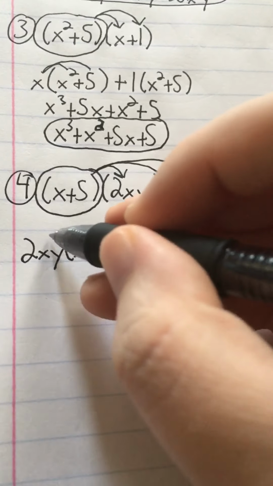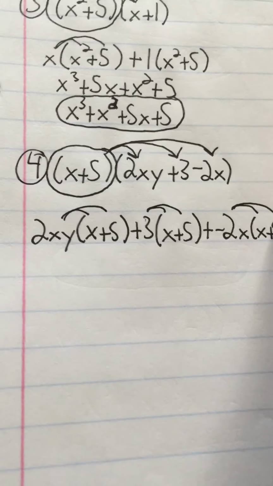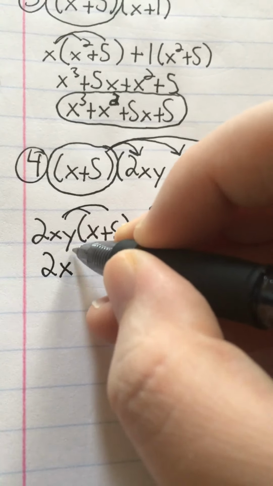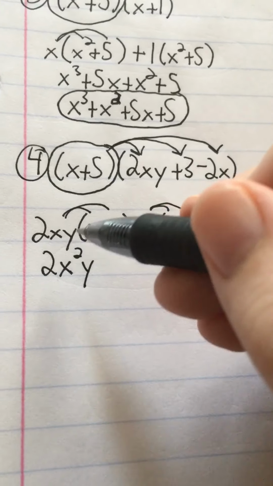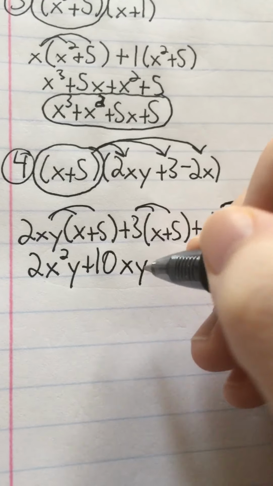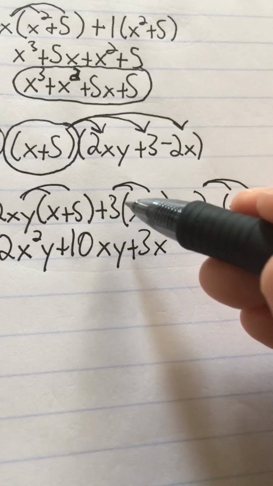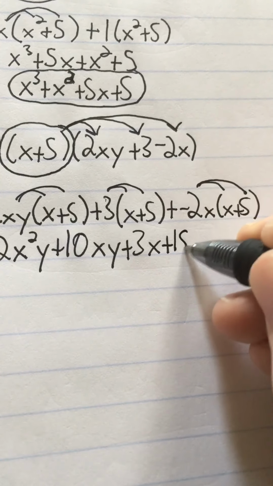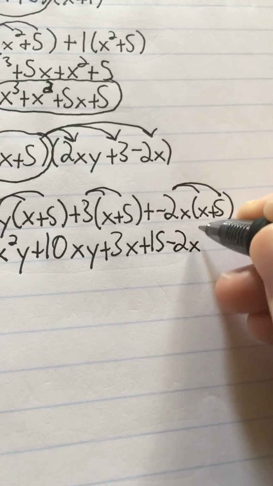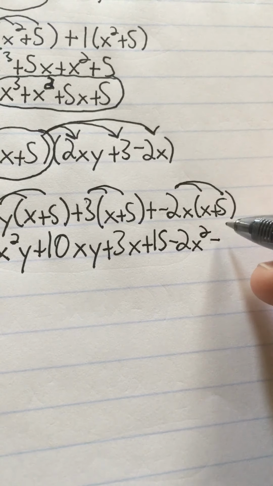So then we're going to distribute each of these terms. We get our 2xy times x gives us 2x squared y, and then our 2xy times 5, we get 10xy, and then we get 3 times x is 3x, and then 3 times 5 is 15, and then negative 2x times x gives us a negative 2x squared, and then a negative 2x times 5 gives us a negative 10x.